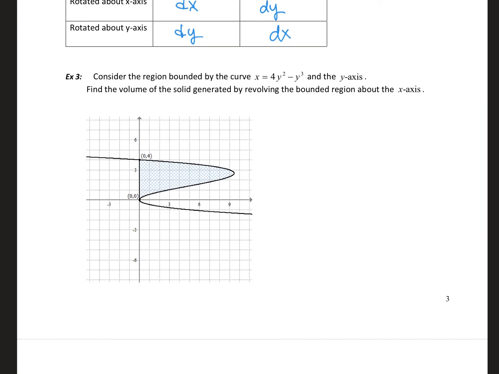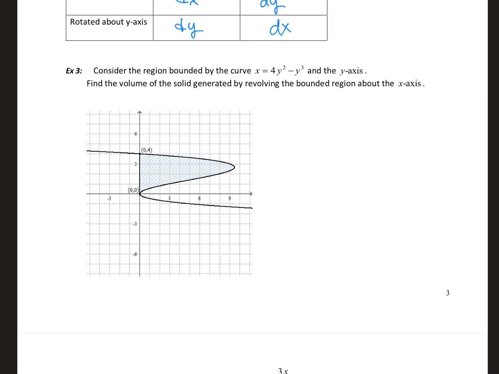Example 3. We have the region bounded by this function, x is equal to 4y squared minus y cubed. Just by looking at it, if I want to solve for y in terms of x, I know it's going to be pretty difficult. So I know whenever I do this, things are going to be done in dy, right? And then find the volume generated by revolving the region about the x-axis.